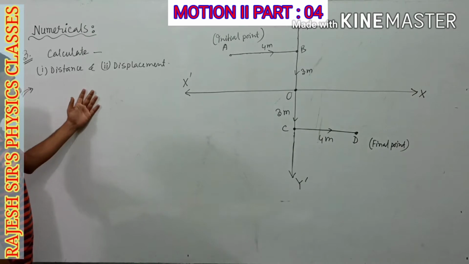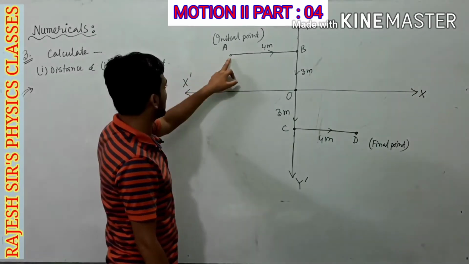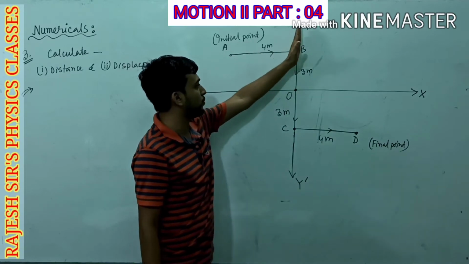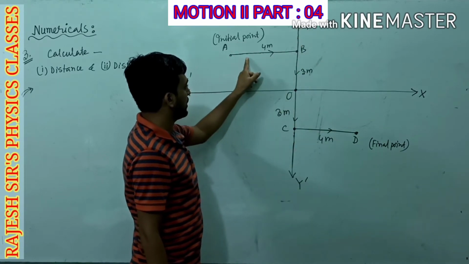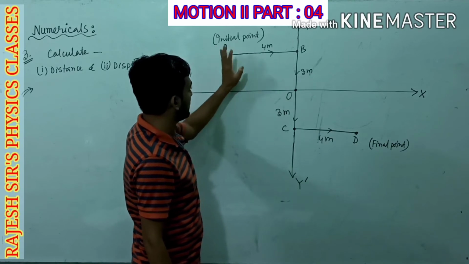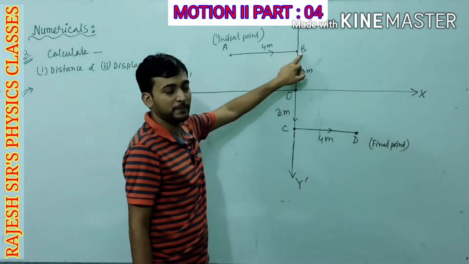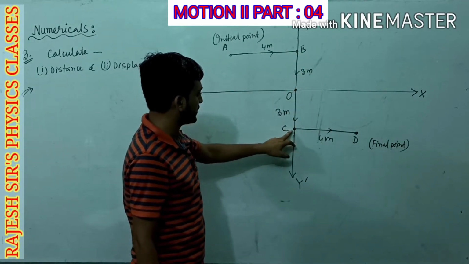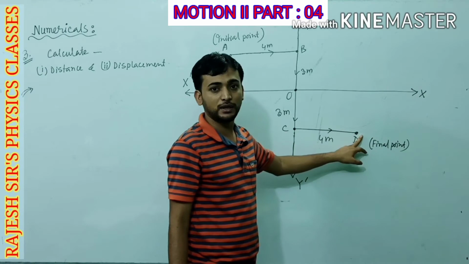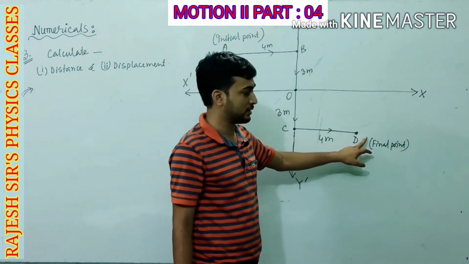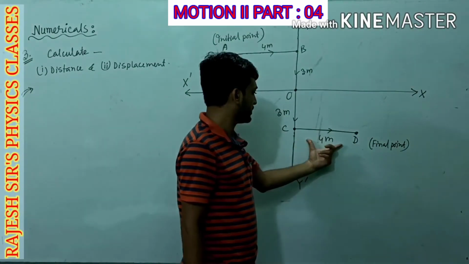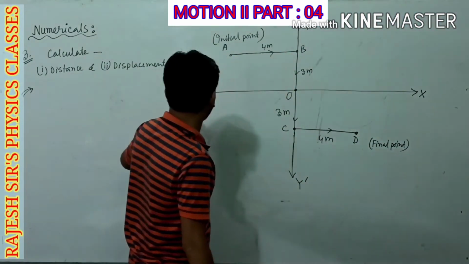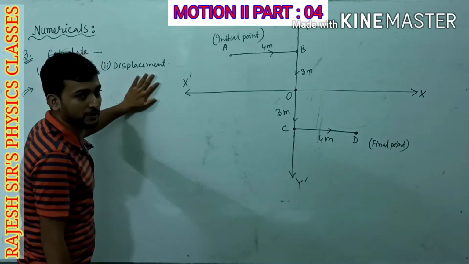So in the third question, we have been given A as the initial point, which is at a distance of 4 meter from the y-axis, and from point A, the particle reaches the point B, and from B it reaches the point C. After that, it completes its journey after reaching the point D. D is the final point. And this distance is 4 meter, this one is 3 meter, this one is also 3 meter. Now we have been asked to find distance and displacement.